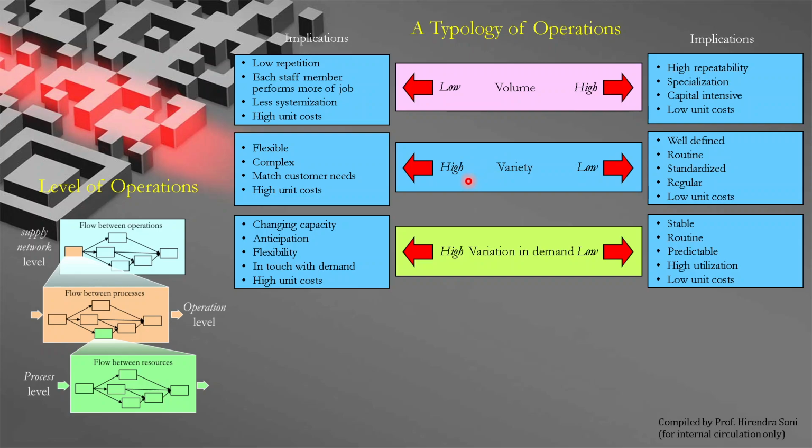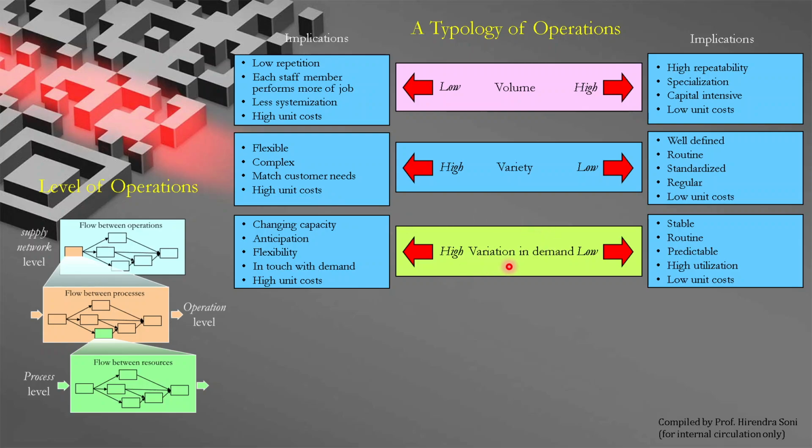Whereas if the variety is high, then my process needs to be flexible enough so that I am able to switch over from one product to another while manufacturing. In that case, my processes would be more complex. Focus would be majorly on meeting the customer requirements and making the products as per the need, and high per unit costs will be a byproduct, will automatically happen.